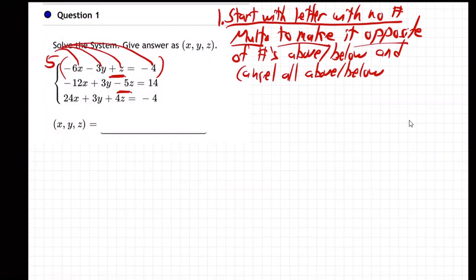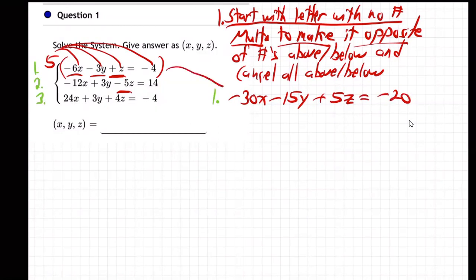I'm going to number these equations just to make this easier. This will be equation 1, equation 2, equation 3. So I'm going to take equation 1, now multiplied by 5, and I'll go minus 30x, right, because that 5 is multiplying through here, minus 15y plus 5z is minus 20. That's the first equation.